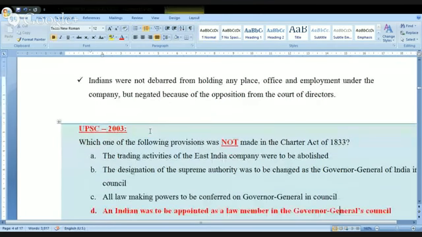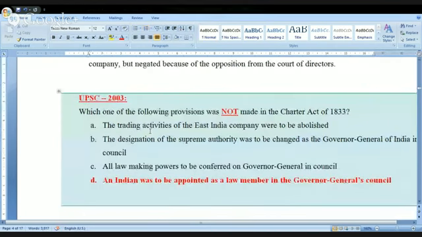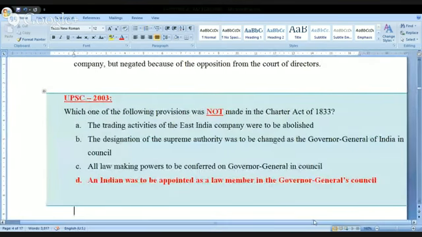Look at this. We have a question in the year 2003. It was given in the UPSC examination. Just read the question, please. The question is direct and simple here. Which one of the following provisions was not made in the Charter Act of 1833? Look at the word. For your sake, I have underlined this in red color, only to have special focus. Not made. So A, B, C, D are given.